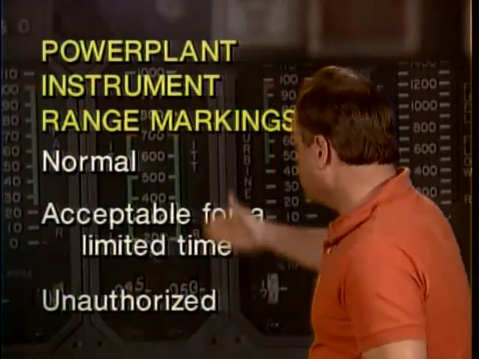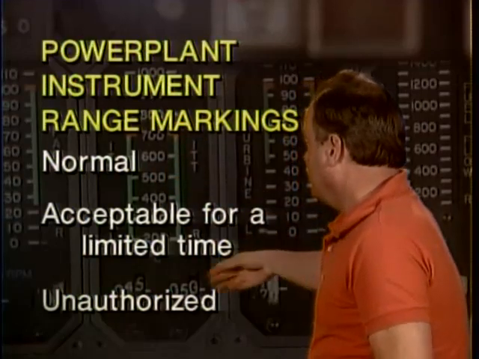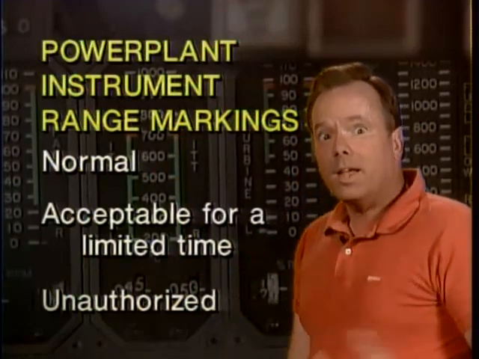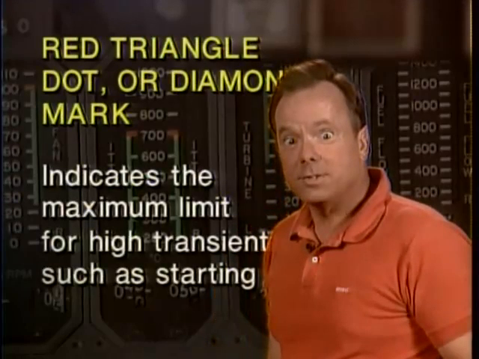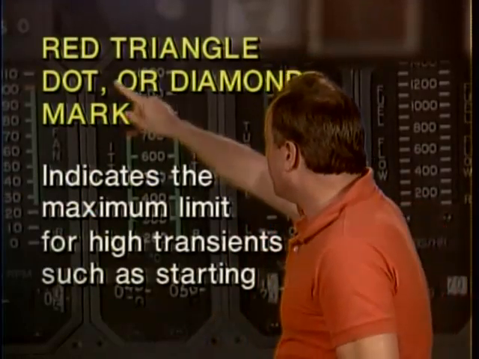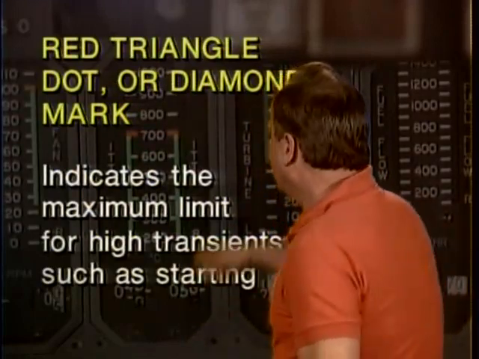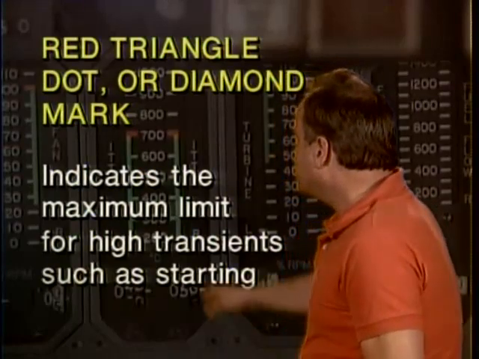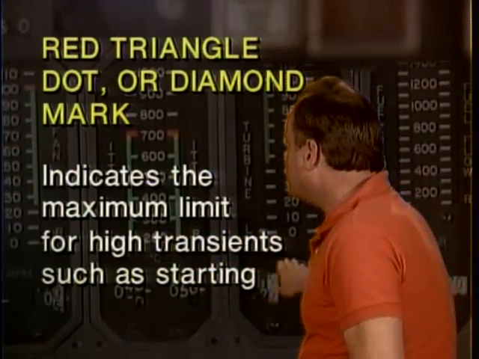Normal is usually shown as a green marking, acceptable for a limited time would be yellow, and unauthorized would be red. Now, occasionally you see something different, something I've never seen, by the way, as a pilot, and I've asked other pilots, they haven't seen it. But the FAA says occasionally you can see a red triangle or a dot or a diamond mark, and they say, all right, super mechanic, what's that mean? Well, that indicates the maximum limit for high transients, such as starting.